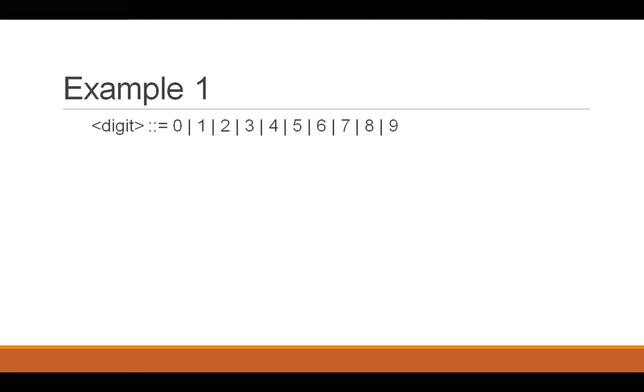Means digit is the non-terminal which is being defined with the help of terminals, which cannot be further explained, which cannot be further broken down or simplified. So I can say that my digit is going to be any of these digits from 0 to 9.